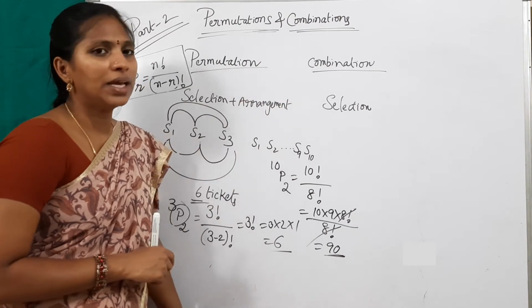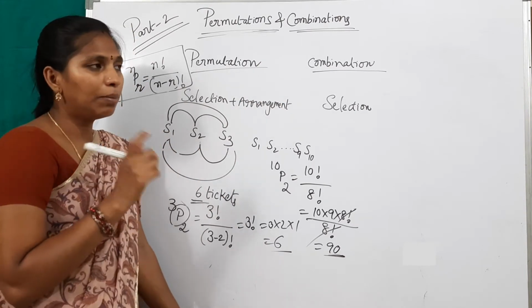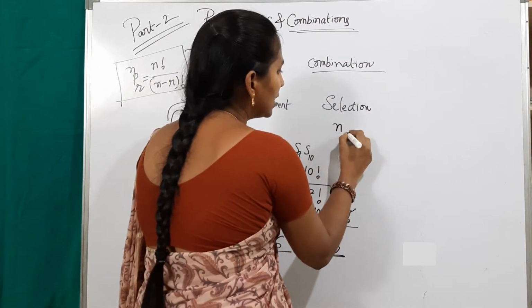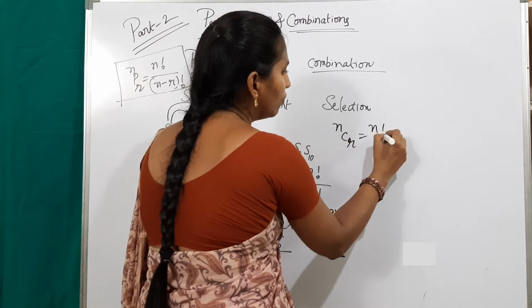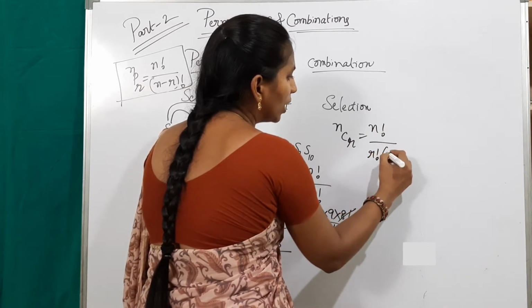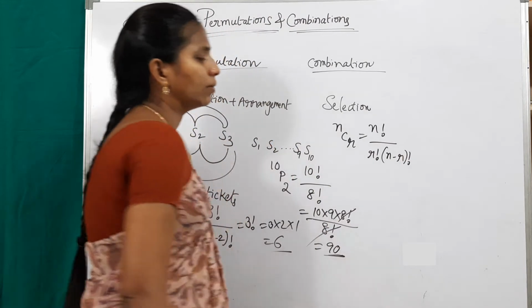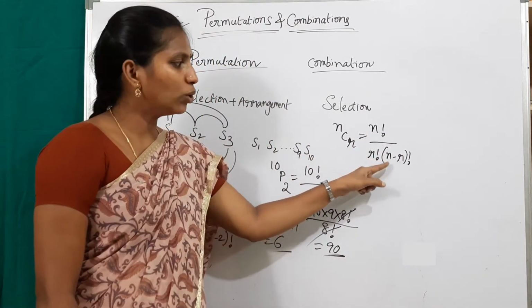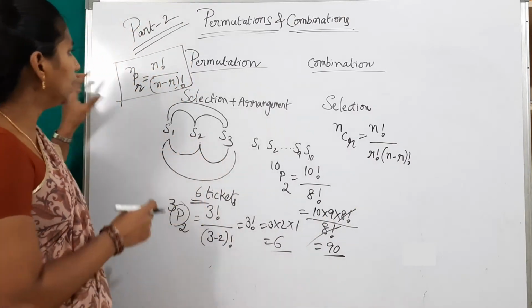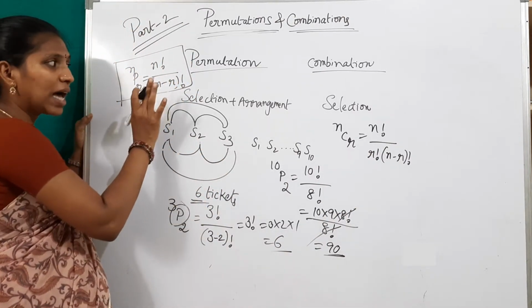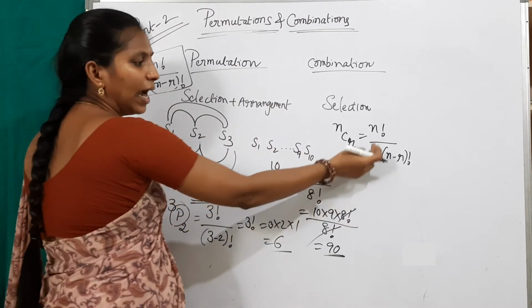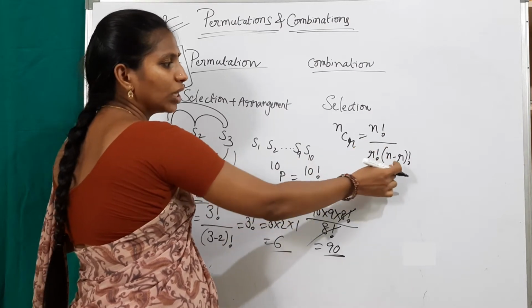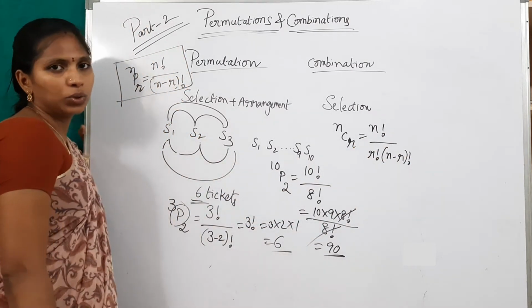And coming to combination, selection. Here remember that it is a selection. What is the formula for a combination? nCr equal to n factorial by r factorial into (n minus r) factorial. See here, n factorial by (n minus r) factorial, that's it. But here in the denominator there is r factorial also: n factorial by r factorial into (n minus r) factorial.